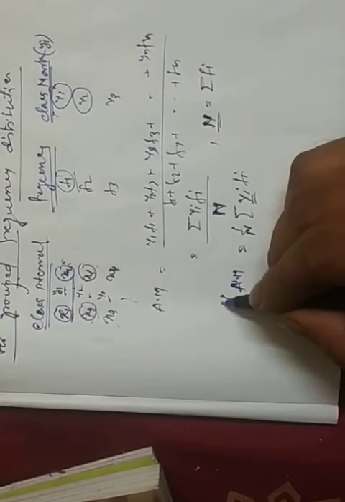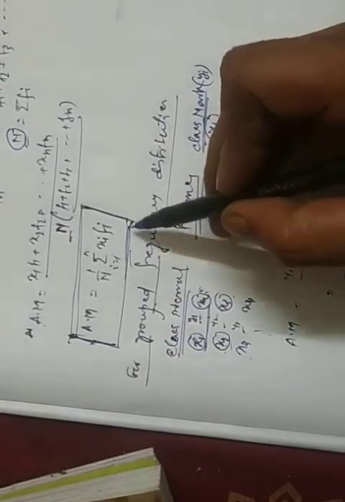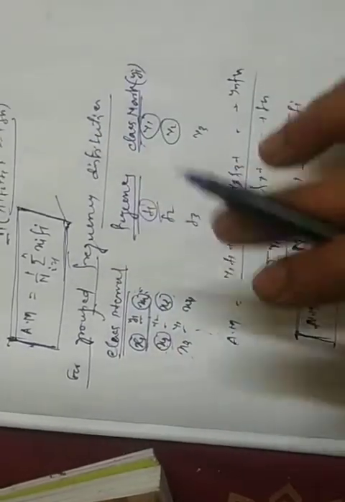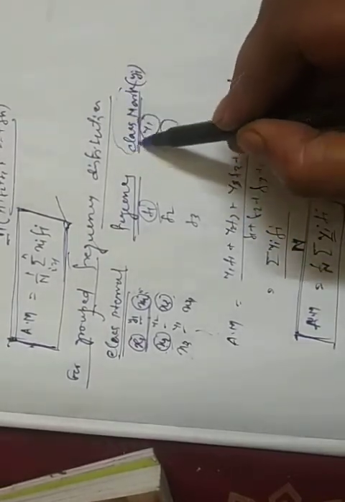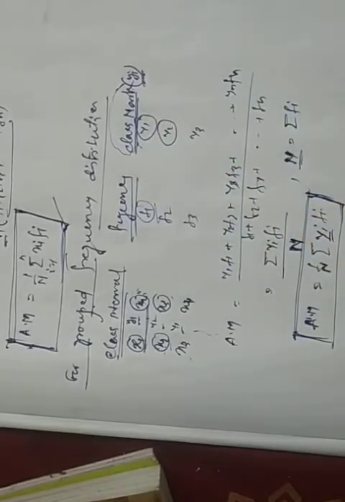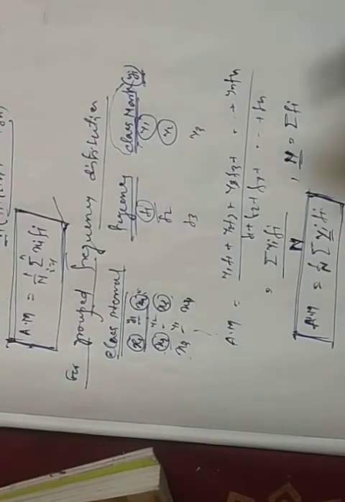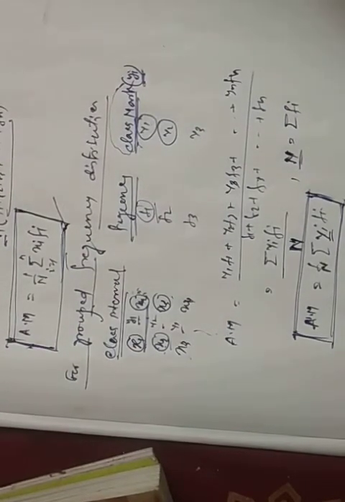So we see that we will find the arithmetic mean for a simple frequency distribution by using this formula. For a group frequency distribution, we change it into a simple frequency distribution by taking the values of the variable as the class marks. So in this way we will calculate the arithmetic mean in each case.